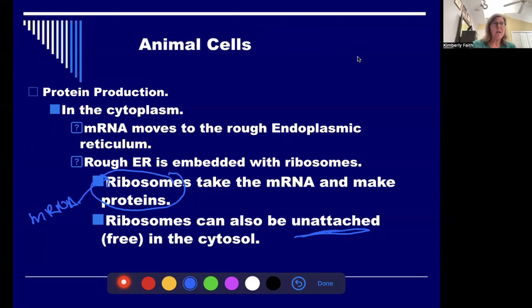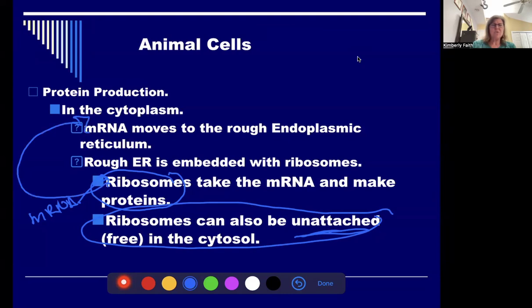protein in the cytosol, or, due to folding restrictions, some proteins require a non-polar environment. So remember, the cytosol is mostly water, so it's polar. They need a non-polar environment in order to fold correctly. So if that's the case, then the messenger RNA that is attached to that ribosome will move to the rough endoplasmic reticulum and embed itself in the surface.